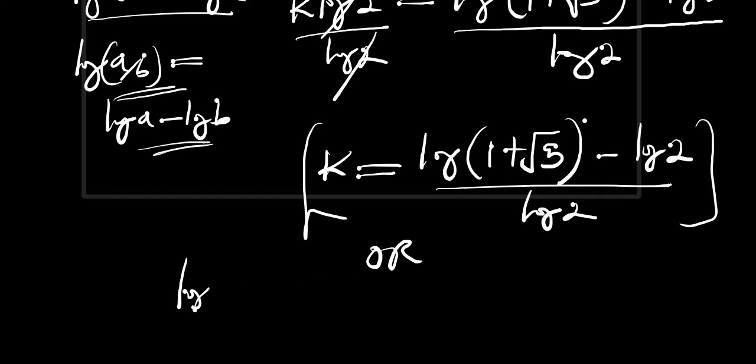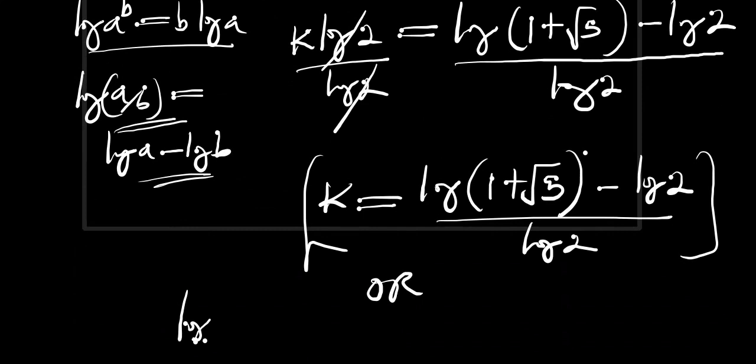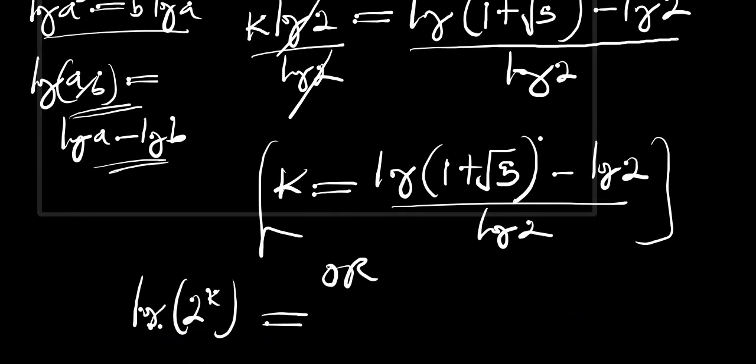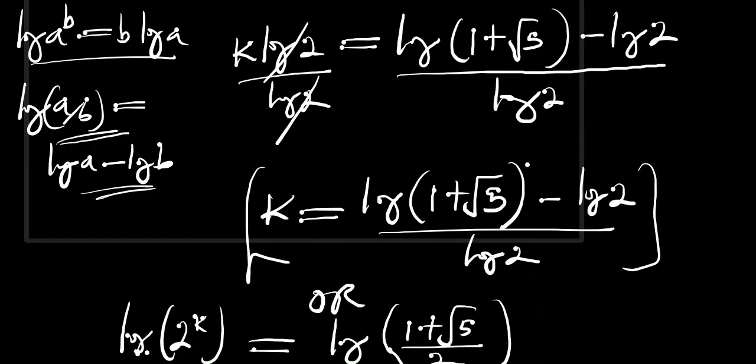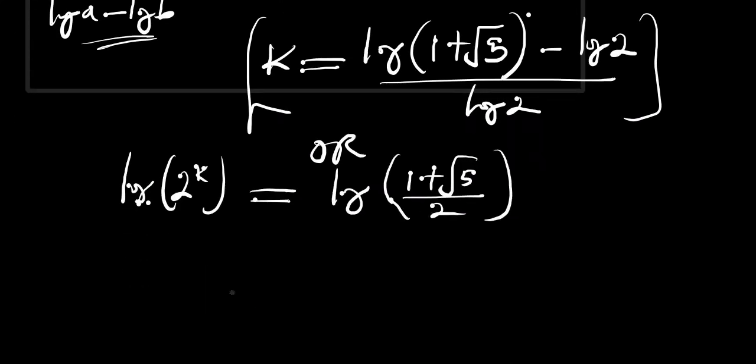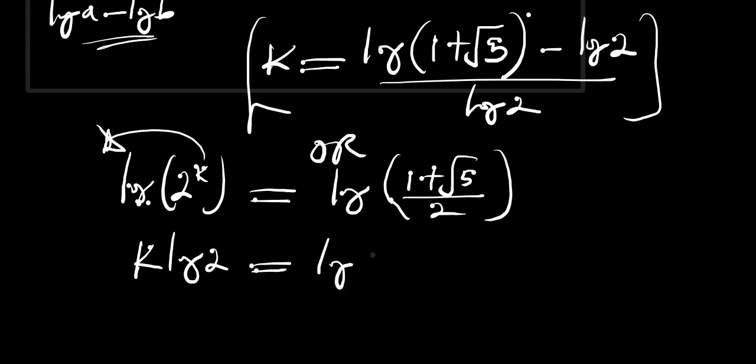Meanwhile, we had log of 2. This is log of, let me copy what we had before. This is log of 2 to the power of k equals, we had log of 1 plus root of 5, then this is divided by 2, right? This is what we had. Okay. So for me, I will simply, meanwhile, remember this k will come behind. I will have k times log of 2 equals log of (1 plus root of 5) divided by 2.